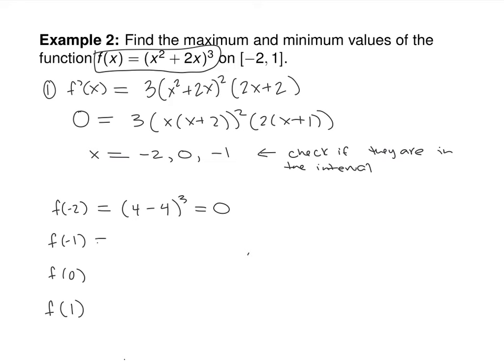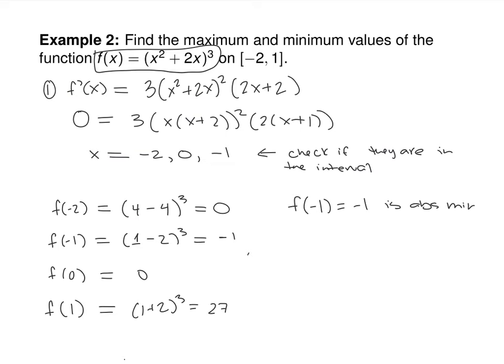When we input -1, that's 1 minus 2 cubed, which is going to be what? -1. How about when you input 0, what do you get? Yeah. When you input 1, you get 8? No. 20, yeah, you get 1 plus 2 cubed, or 27. Yeah, 1 cubed. 1 squared is 1. Yeah, exactly. So f of -1 equal to -1 is the absolute min. And f of 1 equal to 27 is the absolute max.